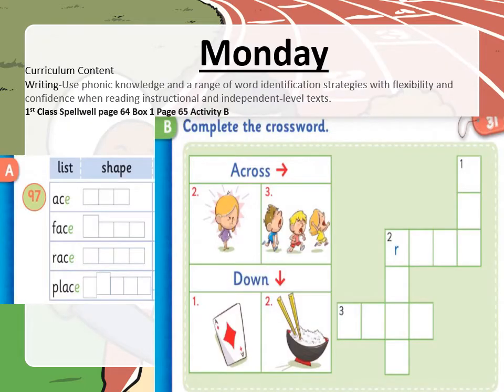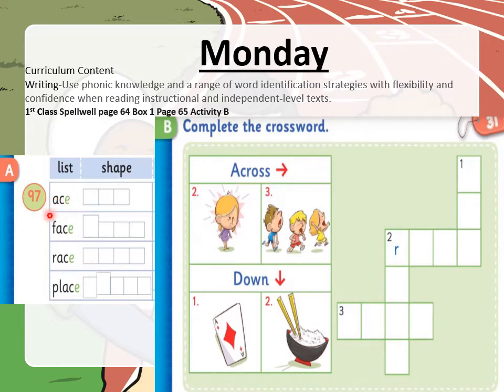Next up, boys and girls, in first class, you are doing your Spellwell. So open up page 64 in your Spellwell, please. This week we are doing our soft sounds. The first one we are doing is when C and E come together. Usually C makes the K sound, but when it's followed beside the E, it makes the S sound, as in nice, ice, rice. So let's sound out our first spelling tonight.